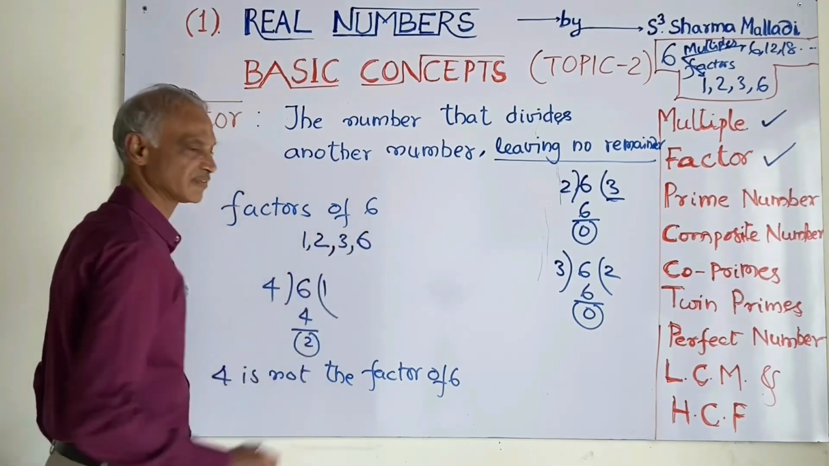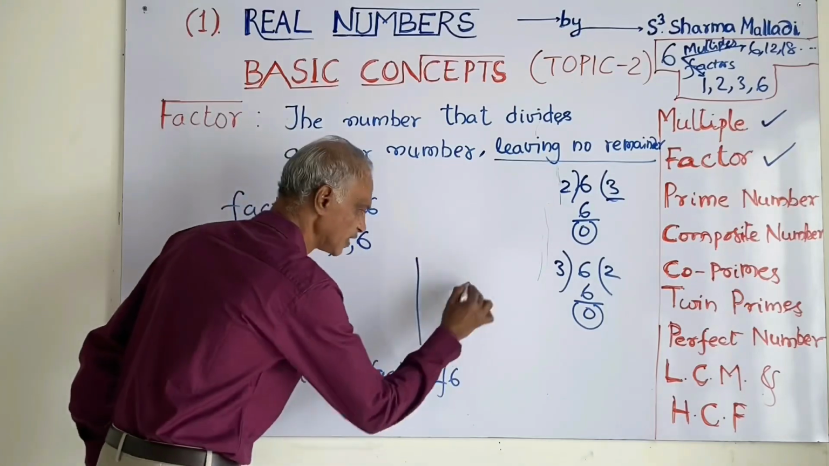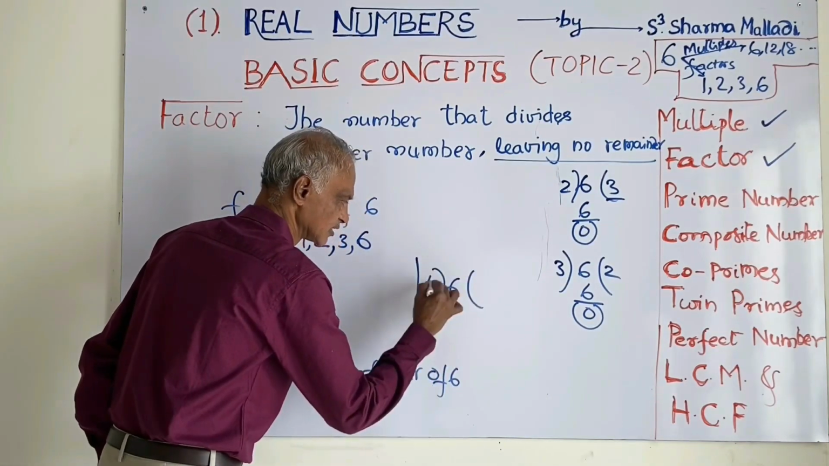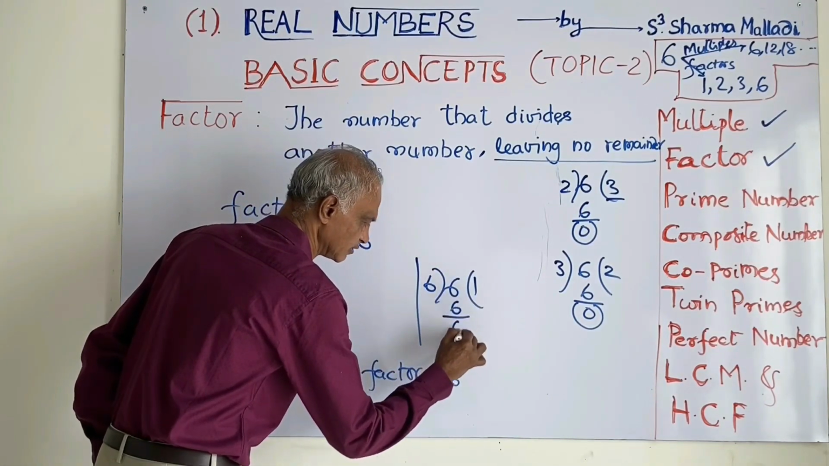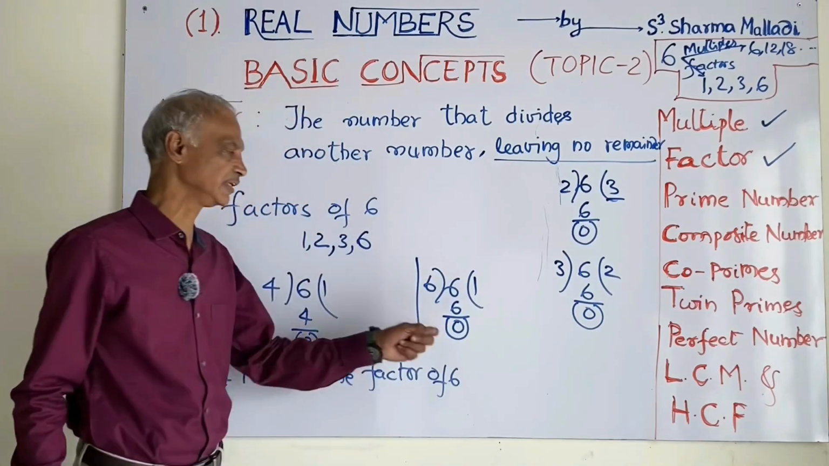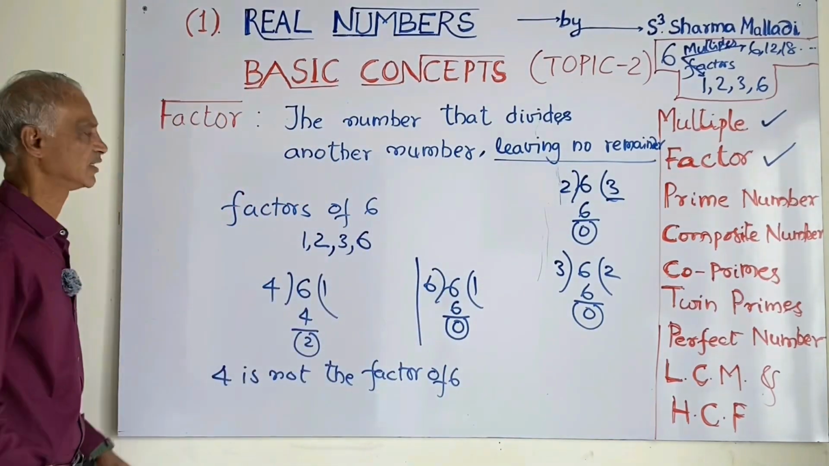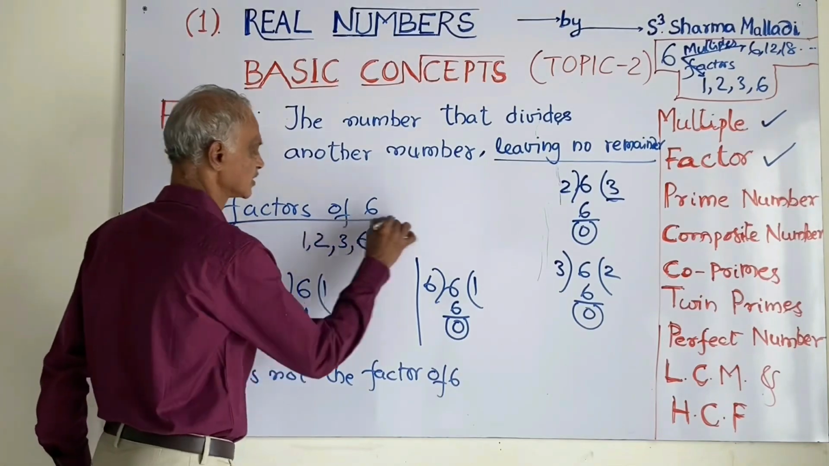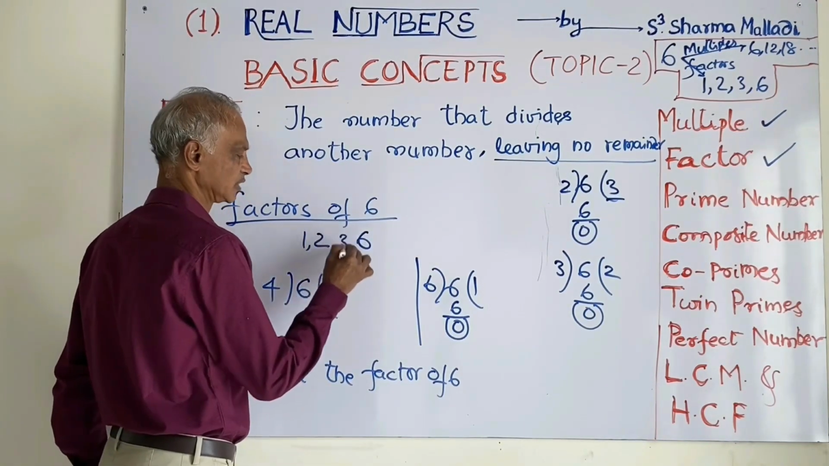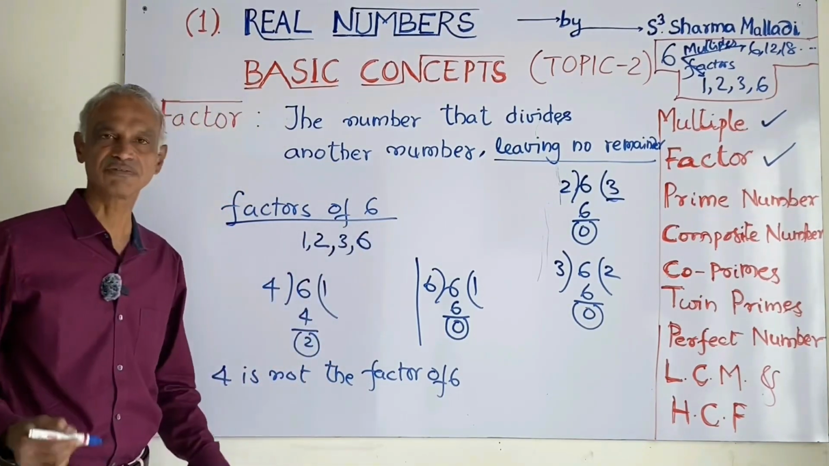6 is a factor of 6, because if you divide 6 with 6, 6 ones are 6, you are getting remainder as 0, leaving no remainder. 6 is a factor of 6. Like that. What are the factors of 6? 1, 2, 3, 6 are the factors of 6.